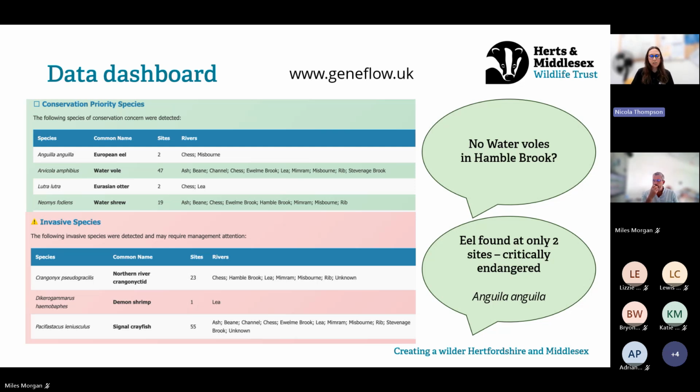But across this, we did find 5 species of conservation concern. So we found the European eel, the water vole, Eurasian otter, water shrew, and the great crested newt. So that was one of our objectives.